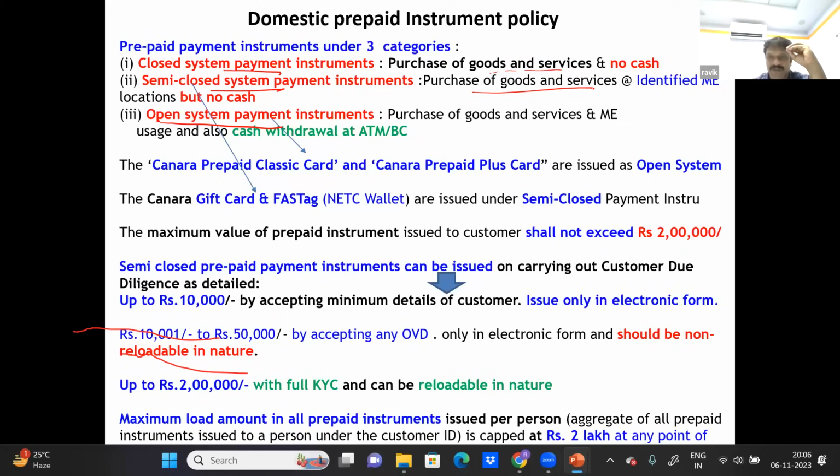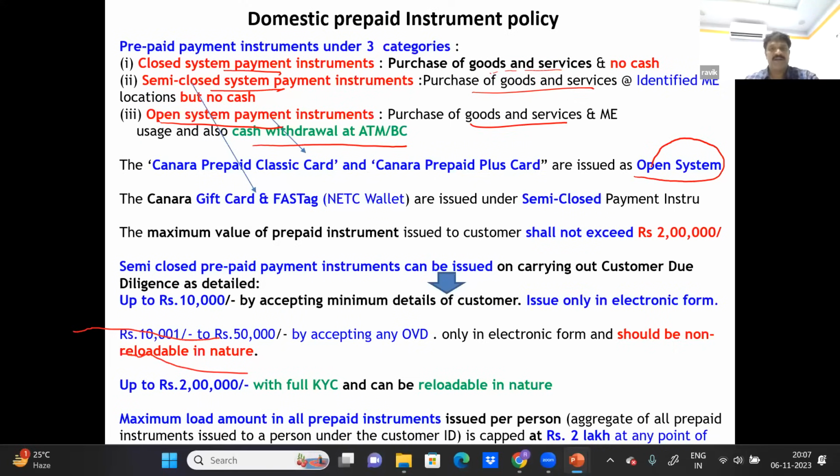So closed means purchase of goods, even no cash will be given. Semi-closed means identified MEs only, but no cash. But open system, open can do everything. Purchase of goods, ME usage, also cash withdrawal in ATM, business correspondent, anything. So always, if you want everything, you should go for open cash. Now let us see. The Canara Prepaid Classic Card and Canara Prepaid Plus Card are open system cards. Open system means anything they can do, cash withdrawal, goods and services, everything.